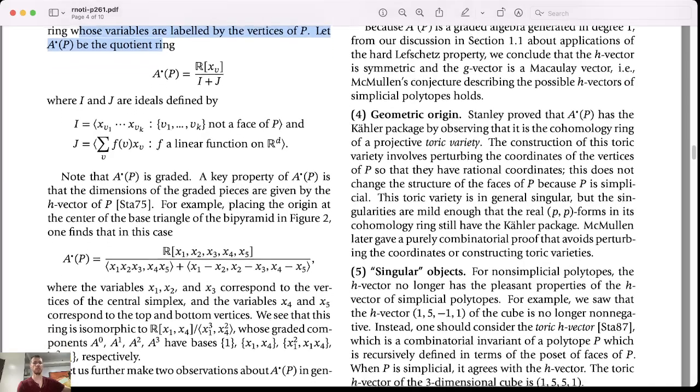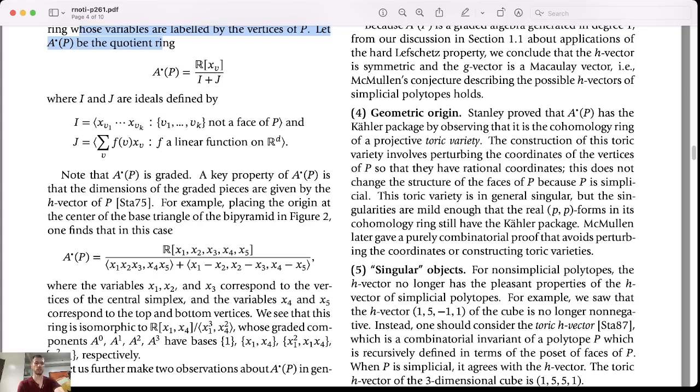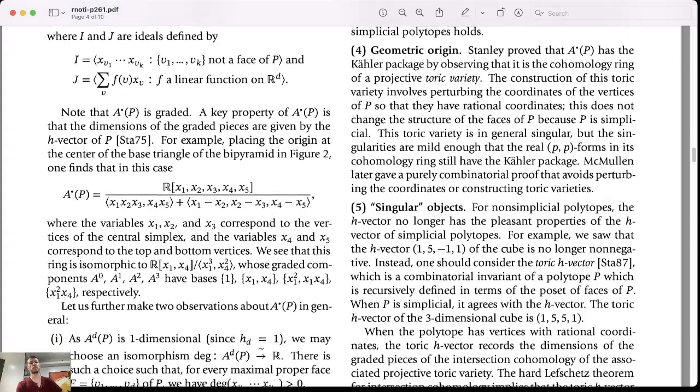where I and J are ideals defined by I equals the ideal generated by all products x_{v1} ⋯ x_{vk} such that the set {v1, …, vk} is not a face of P, and J equals the ideal generated by all sums over v of f(v) x_v such that f is a linear function on ℝ^d. Note that A^•(P) is graded.